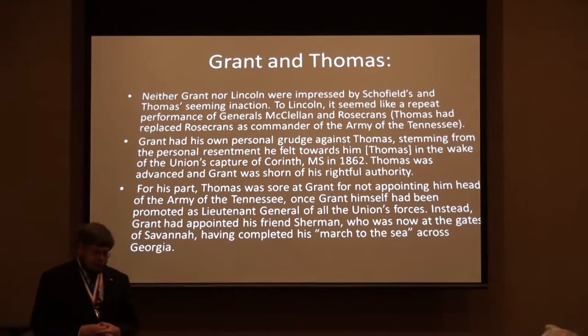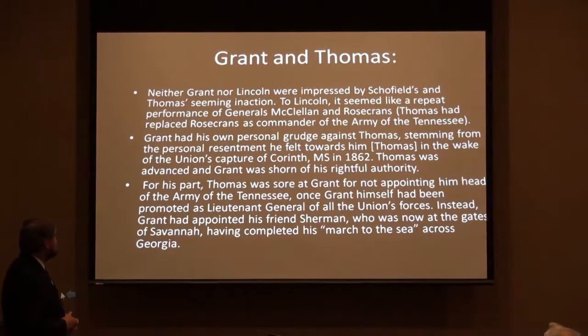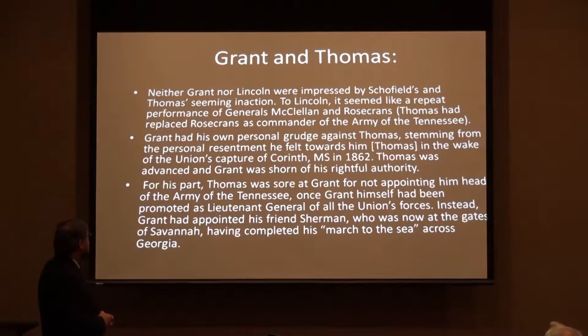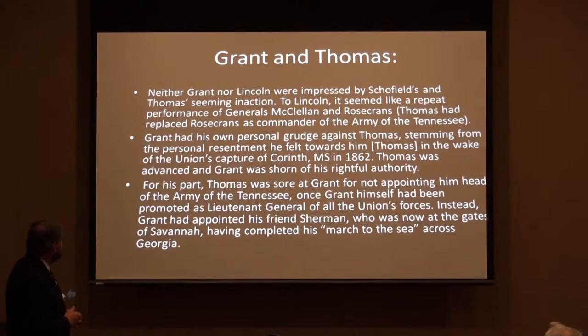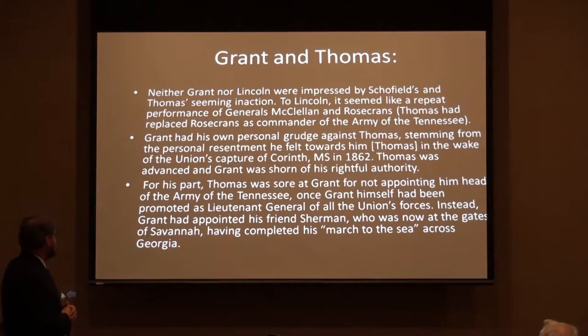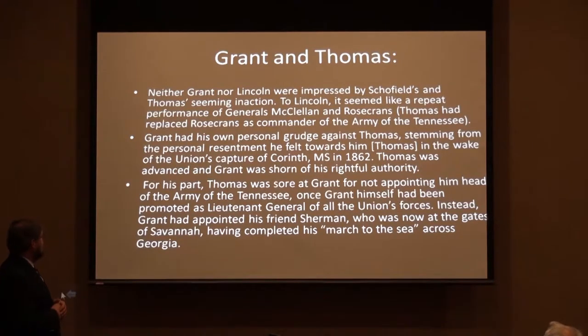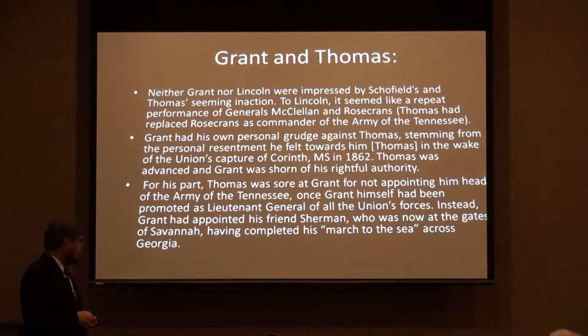Now let's talk about Grant and Thomas. Neither Grant nor Lincoln were impressed by Schofield's and Thomas's seeming inaction. To Lincoln, it seemed like a repeat performance of Generals McClellan and Rosecrans. Thomas had actually replaced Rosecrans as commander of the Army in the Tennessee. This was sometime earlier. Grant had his own personal grudge against Thomas, stemming from the personal resentment he felt towards him, meaning Thomas, in the wake of the Union's capture of Corinth, Mississippi, in 1862. Thomas was advanced and Grant was shorn of his rightful authority.